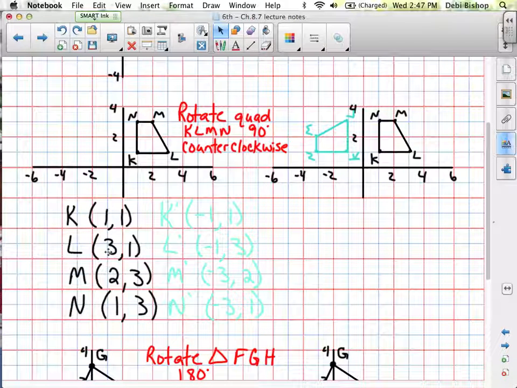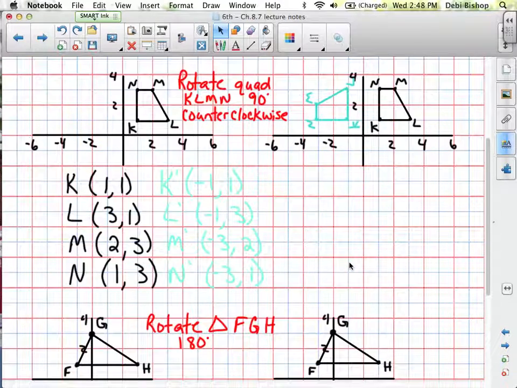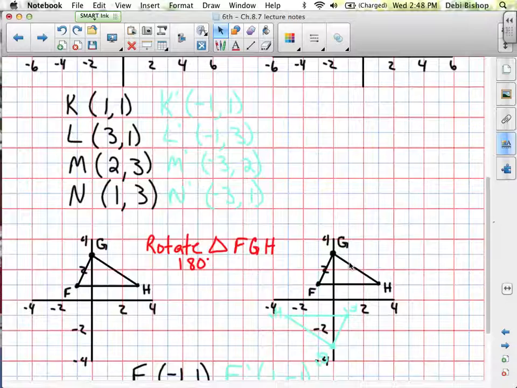Here, L is 3, 1. So our image of a 90-degree counterclockwise is negative 1, 3. So again, switch x and y, and then make your new x a negative. M is 2, 3. So our image is negative 3, 2. And N, the original, is 1, 3, and our image is negative 3, 1. So that's how we rotate a quadrilateral counterclockwise. And you would do the opposite if it was clockwise. We'll do some in class with those.